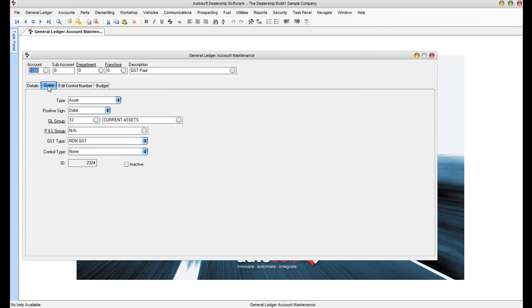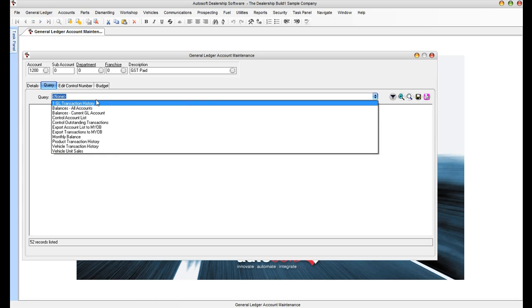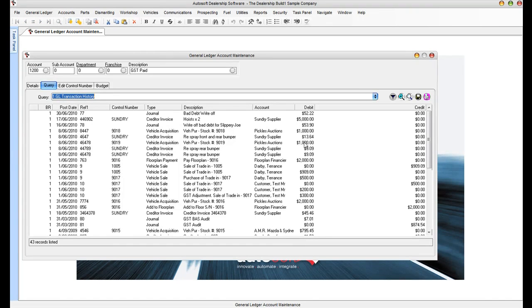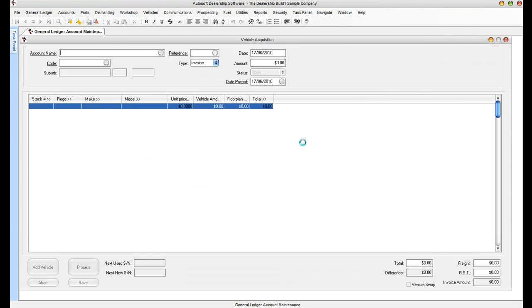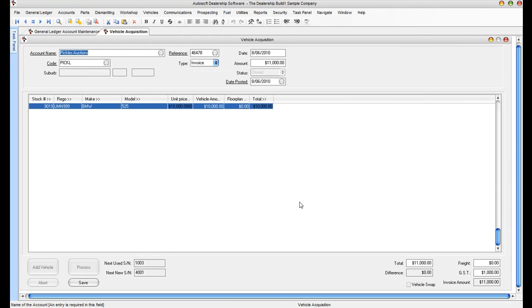What you'll notice in here is if I look at the transactions that are sitting in account 1200, they all relate to transactions which have been made in the system. If I have a look at this one here, this $1,000 for Pickles Auctions, I can see it relates to the acquisition of a vehicle. Now this vehicle cost us $11,000, but only $10,000 went to the actual inventory. The other $1,000 went to the GST paid account for us, and that's because this supplier was GST registered.